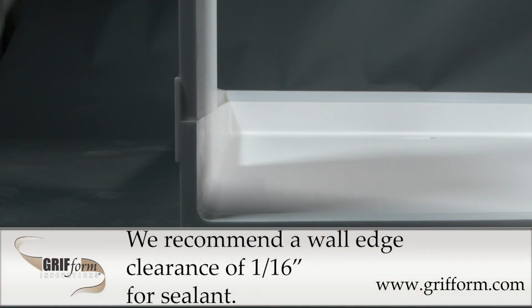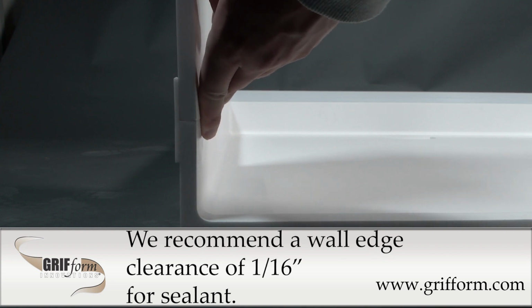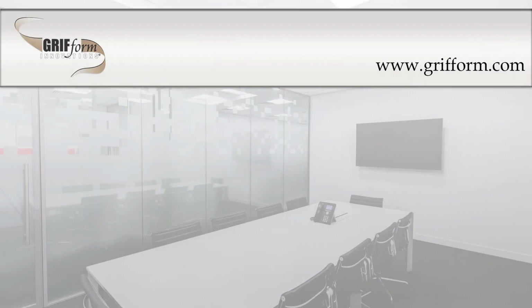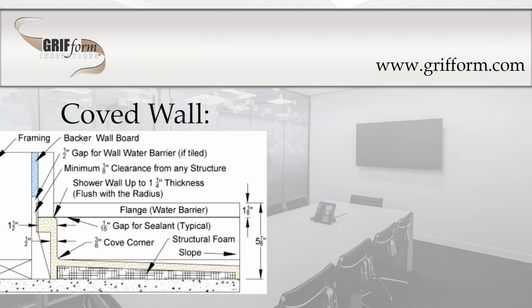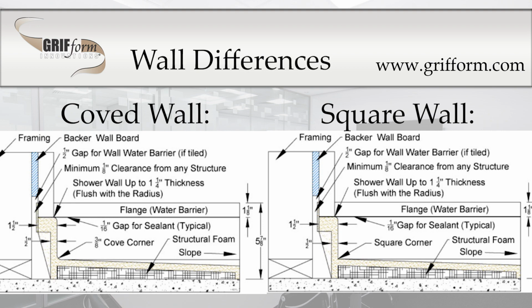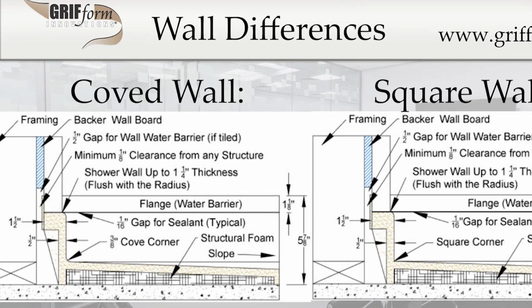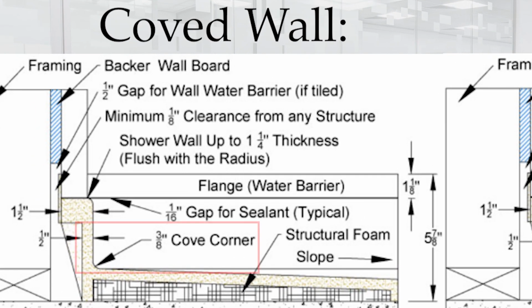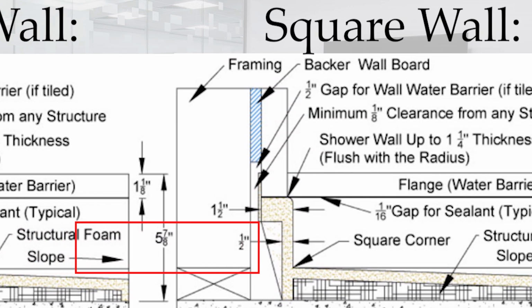With coved walls and square wall shower pans, the shower walls that you later install will sit on top of the pan wall rim against the flange. The only difference between a coved wall and square wall is the corner edge treatment that leads to the pan rim. A coved wall will have a 3/8 inch corner, as shown on the left, and a square wall will have a square 90-degree corner.